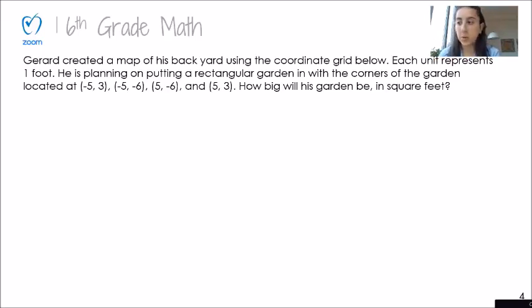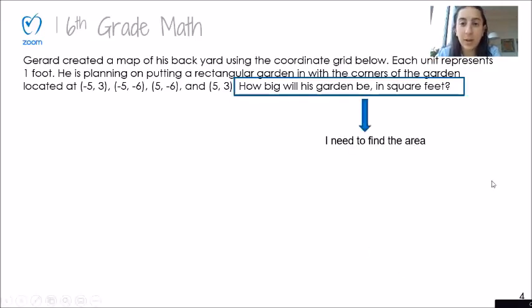Now, the first thing I need to do when reading this problem is identify what this question is asking me to do. I know that it's asking me how big my garden will be in square feet. And I know from our lesson yesterday that anytime I am covering the surface of a two-dimensional object, I am finding the area. So I make sure I annotate my problem as you see here with I need to find the area. Next, let's look at what this looks like on a grid.